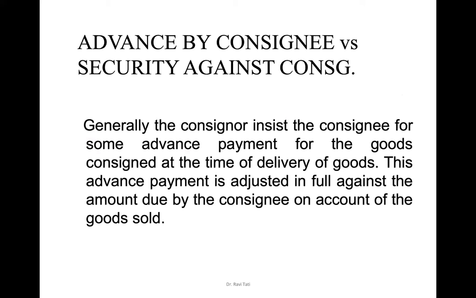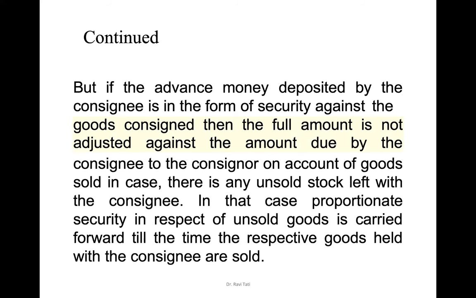The consigner insists, this is what I told you already. Again, I'm repeating. The consigner insists the consignee make some advance payment for the goods consigned at the time of delivery. This advance payment is adjusted in full against the amount due by the consignee on account of the goods sold. But if the advance money deposited by the consignee is in the form of a security against the goods consigned, then the full amount is not adjusted against the amount due by the consignee to the consignor on account of goods sold in case there is any unsold stock left with the consignee.